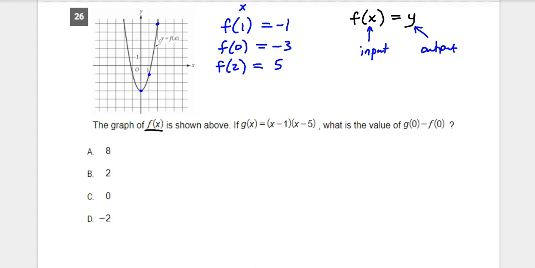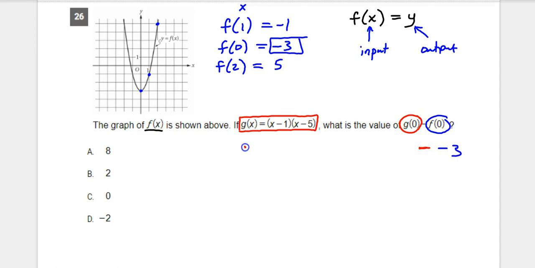Then they give me the g function with an equation. This is going to be my red function. That one they just give me a way to calculate. And then ultimately they want to know, what is g of 0 subtract f of 0? Well, we've already got our f of 0. F of 0 is right here. F of 0 is negative 3. So now we need to find g of 0, and then we need to subtract those two numbers, because it was g of 0 minus f of 0.